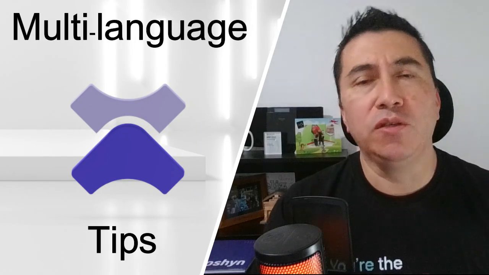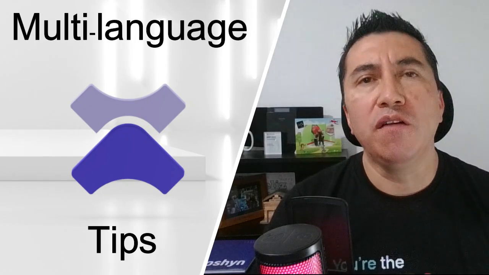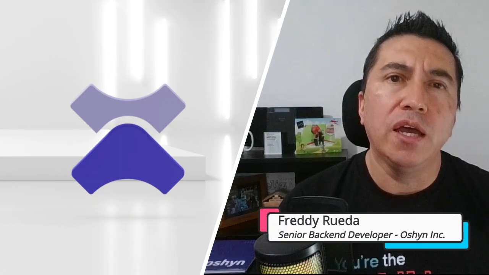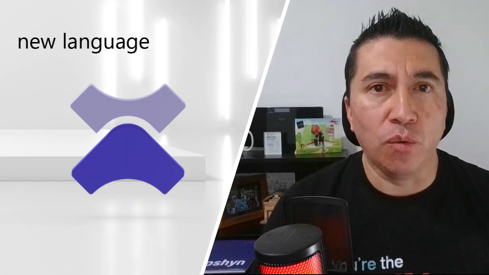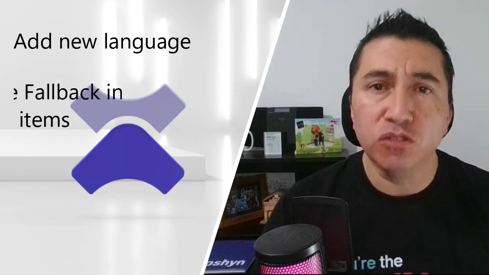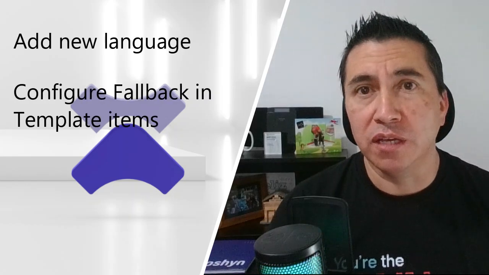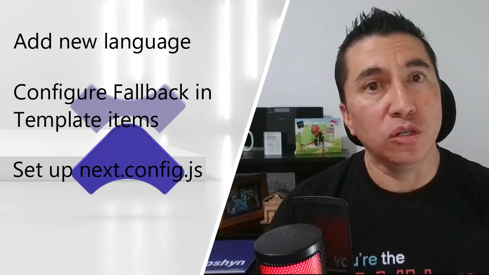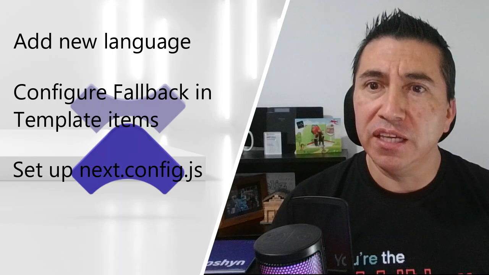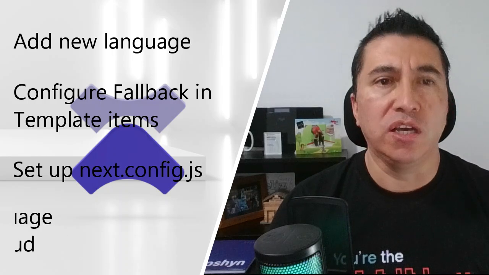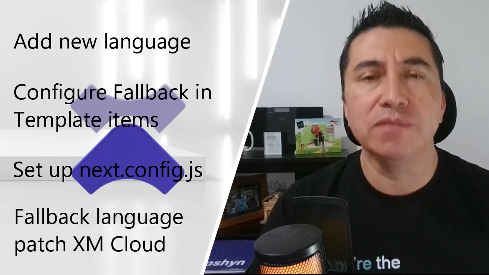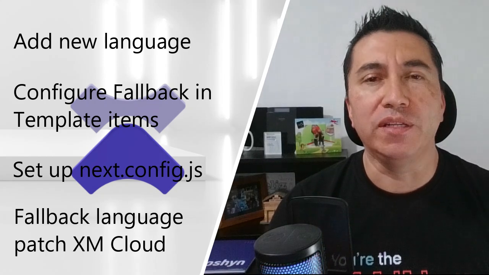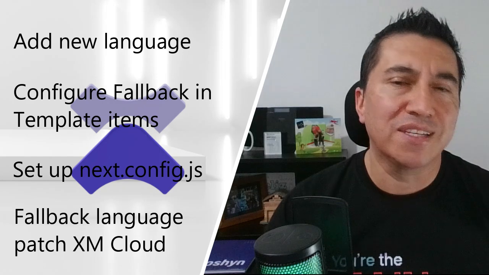Hi, in this video we will go through the process of enabling multi-language sites in Sitecore XM Cloud. We will cover quickly how to add a new language, configure fallback functionality in template items, set up our Next.js application to display content in the newly added language, and finally a tip of how to patch a configuration file in XM Cloud to enable fallback across the entire environment. So let's get started.